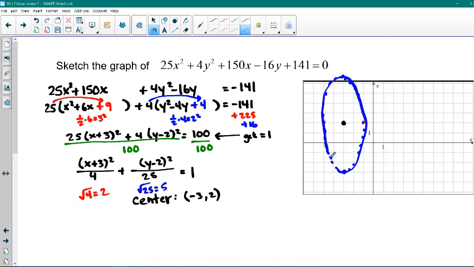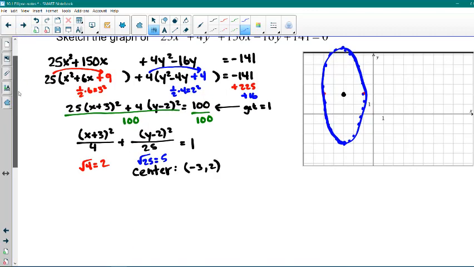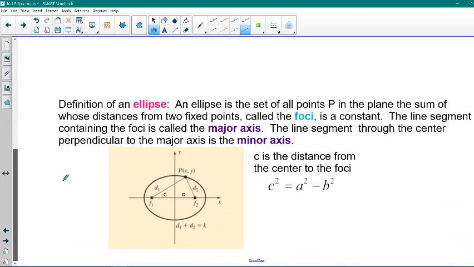Now let's talk about some terms associated with an ellipse and actually define an ellipse. We've been graphing it, transforming it, but let's see a little bit more precise definition. So the definition of an ellipse is the set of all points P in the plane, the sum of whose distances from two fixed points called the foci is a constant.